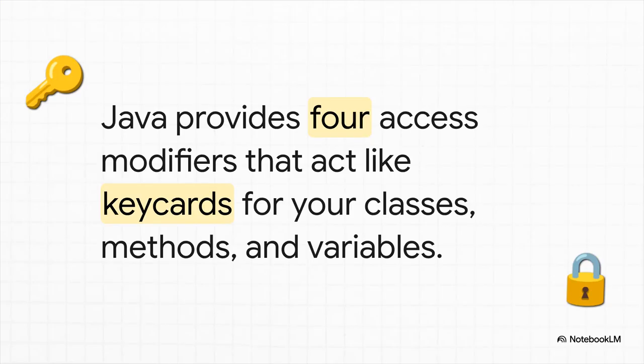To do this, Java gives us 4 things called access modifiers. And honestly, the absolute best way to think of them is like different security keycards for your code. They decide exactly who gets to see and use your classes, your methods, and your variables. This is the bedrock of building a secure and reliable application.